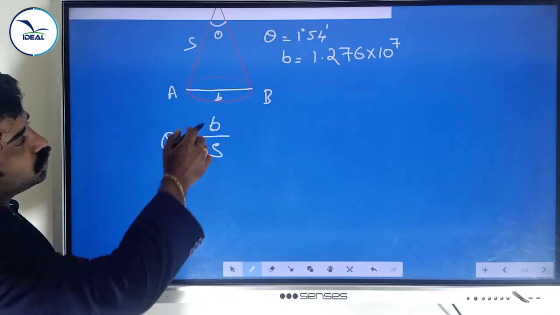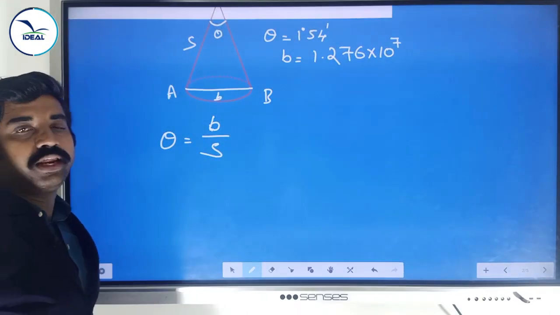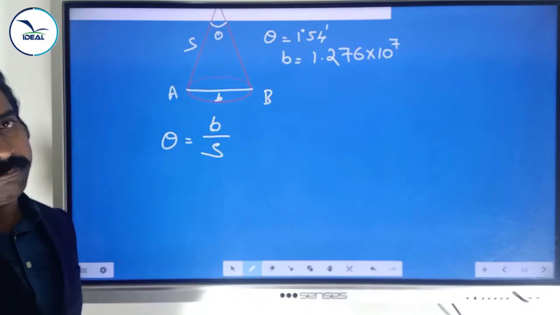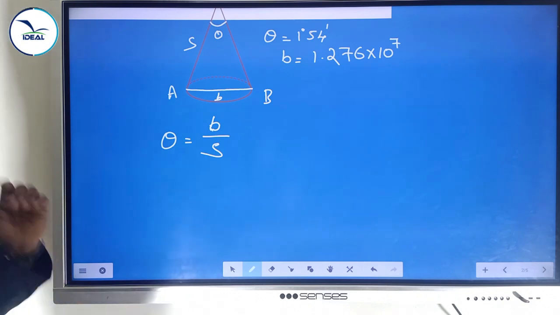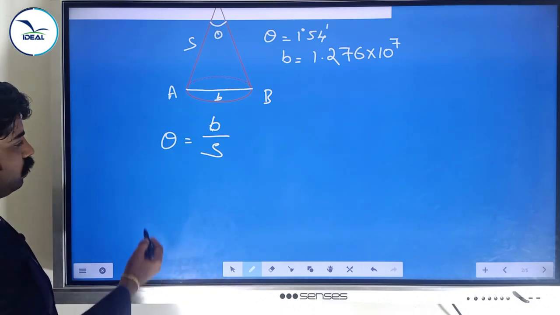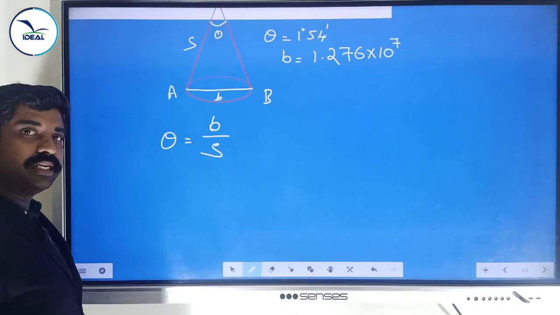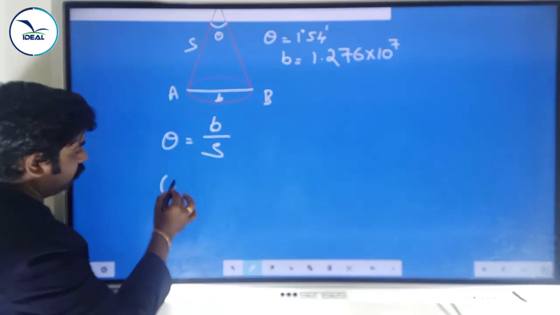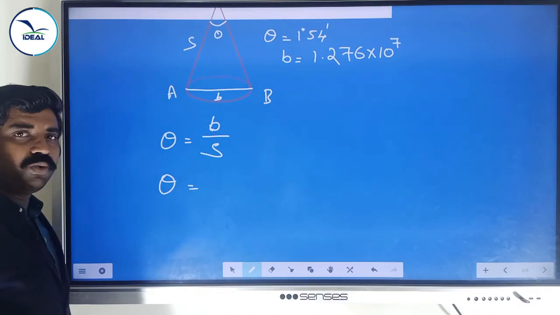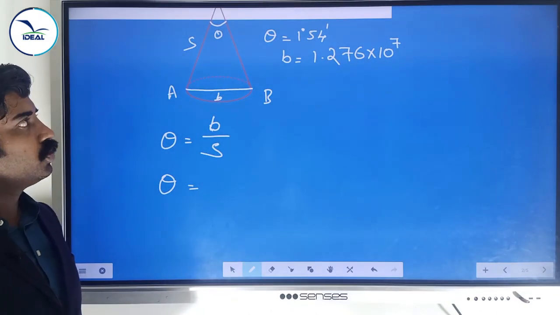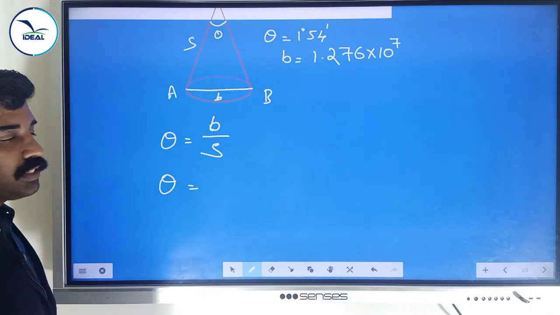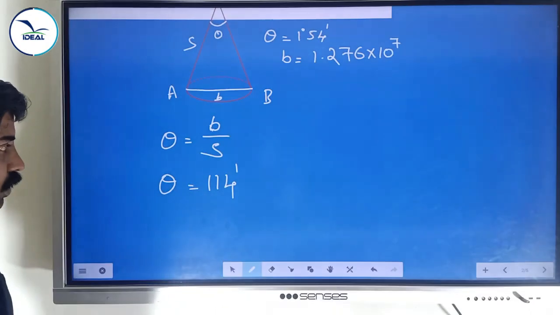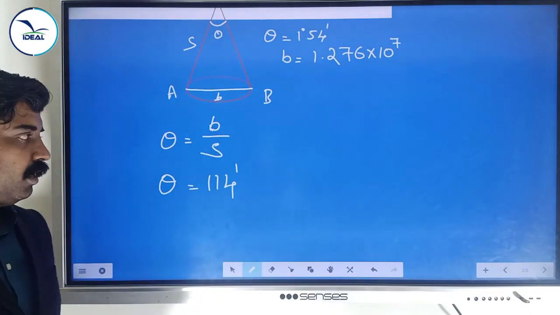For that, first we want to convert the value of theta into radian, because it is given in degree and minute. So 1 degree 54 minutes. We can convert it completely into minutes. We know that 1 degree is equal to 60 minutes, so 60 plus 54 is 114 minutes. Now we want to convert this value into radian.